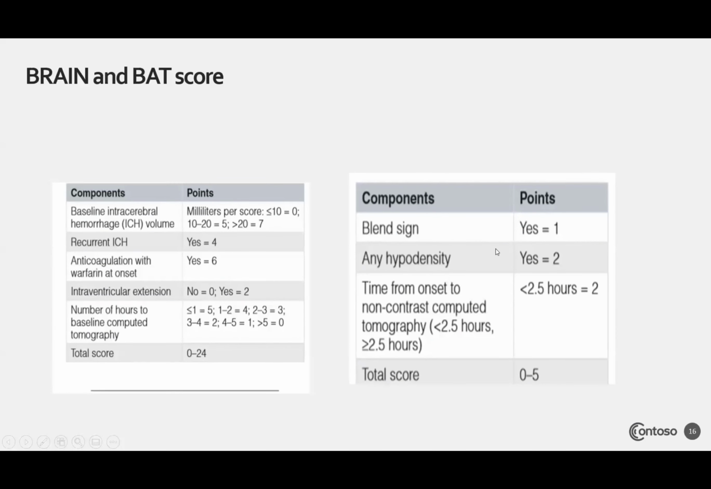Blend sign, as we mentioned, any hypodensities, as we mentioned, and time from onset of symptoms to CT. If it is less than 2.5 hours, they will get 2 points, and the score is 0 to 5. The higher the score, the more tendency the patient will have expansion of hematoma. And the problem with expansion of hematoma, as we mentioned, is that it can deteriorate your patient in a couple of hours from GCS of 15 or 14 to GCS of 3 if you didn't pay attention to that.